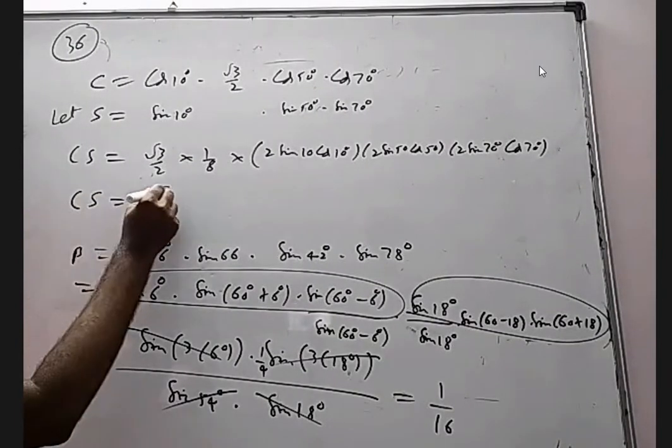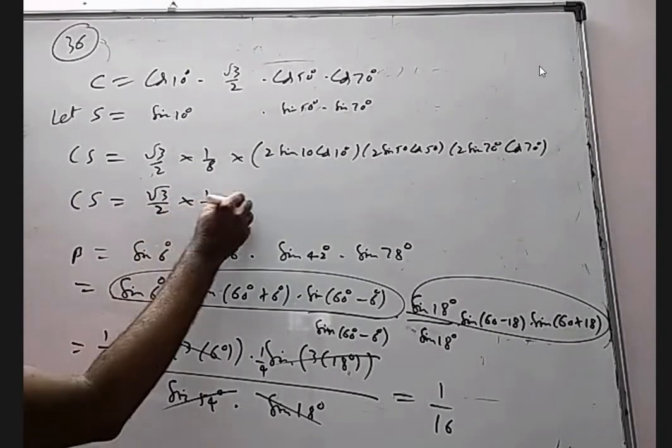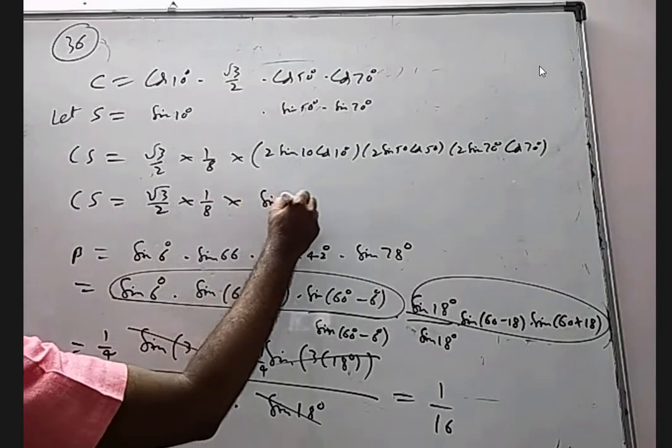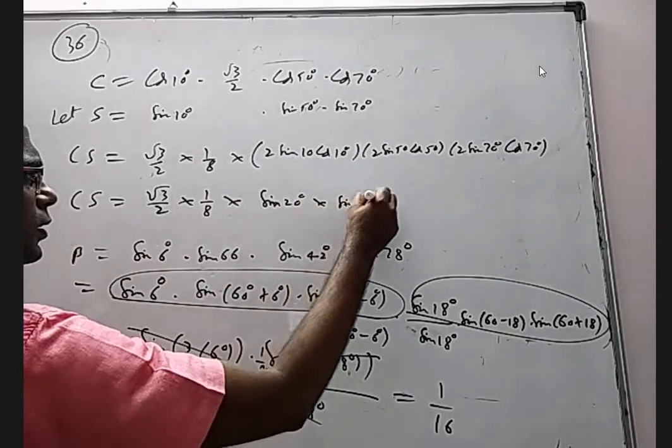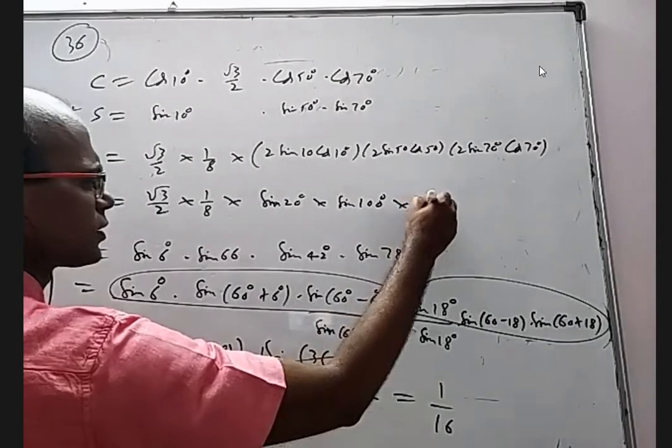C as root 3 by 2 into 1 by 2. This is sin 20 degrees. This is sin 100 degrees. This is sin 140.